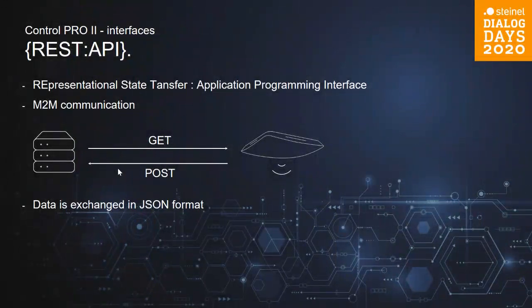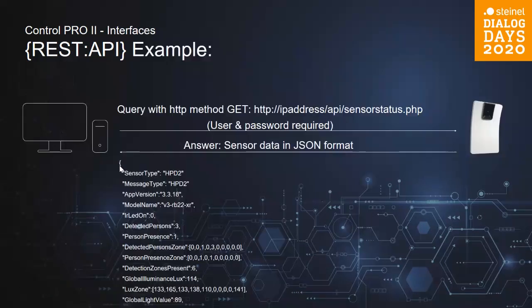So REST API, Representational State Transfer, Application Programming Interface. This is a machine-to-machine communication, and the data is exchanged via JSON format. An example of the data being transmitted is as per this slide here. We can see the sensor type is the HPD2, the message type, the app version, along with the detected persons, the persons present, and the different coding of what the sensor is providing back to the system.